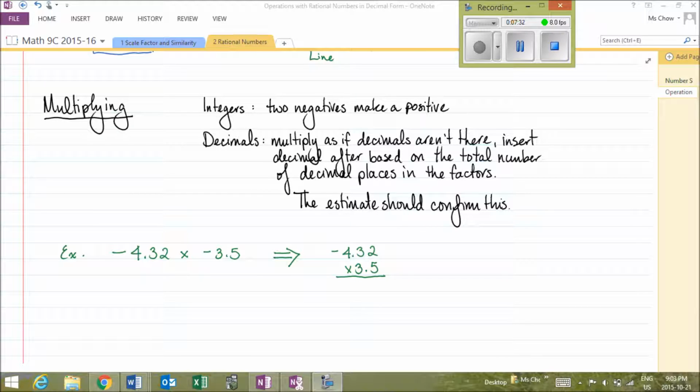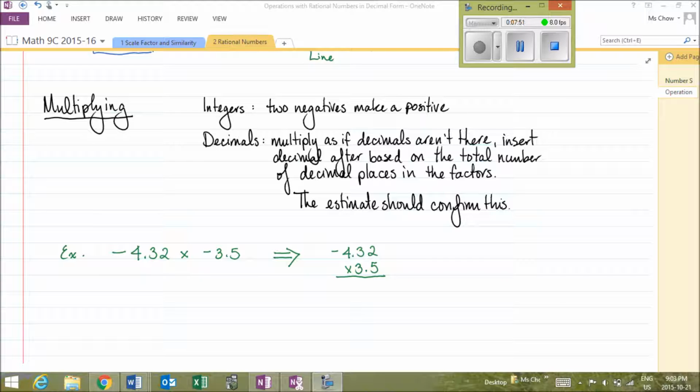For decimals, easiest thing to do is to multiply as if the decimals aren't there. So in my example, you would be thinking to yourself 432 times 35. There's no need to line up the decimals when we're multiplying. We'll place the decimal after the fact.